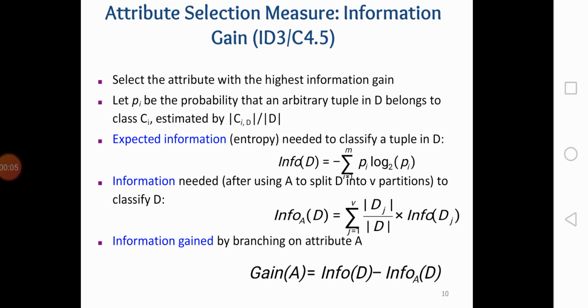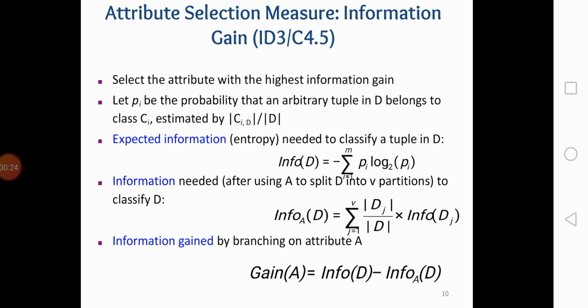Good morning, students. Today we are going to discuss attribute selection measure. This attribute selection measure specifies a heuristic for selecting the splitting criterion that best separates a given data partition D of class-labeled training tuples into individual classes.